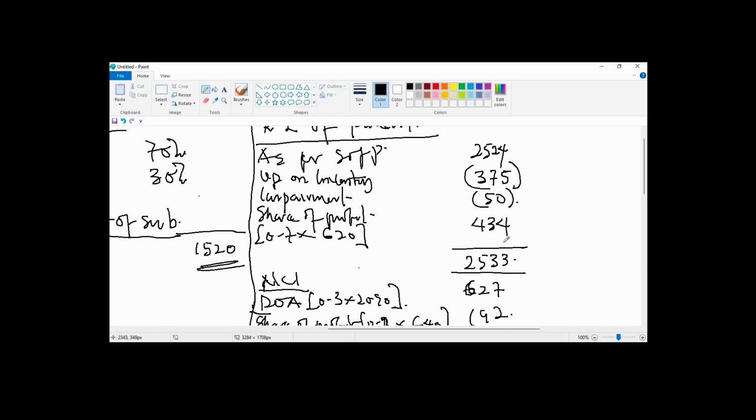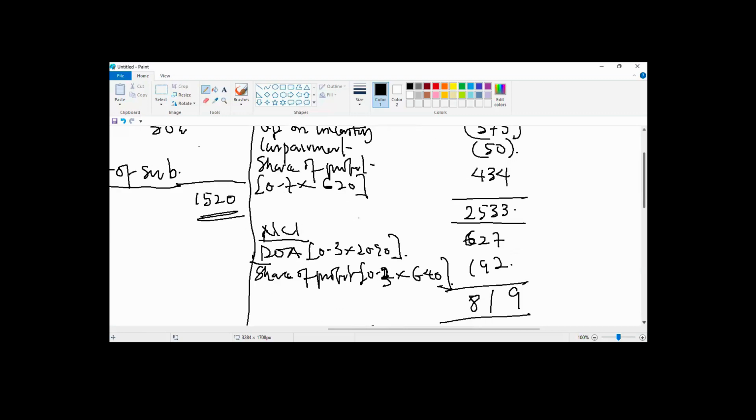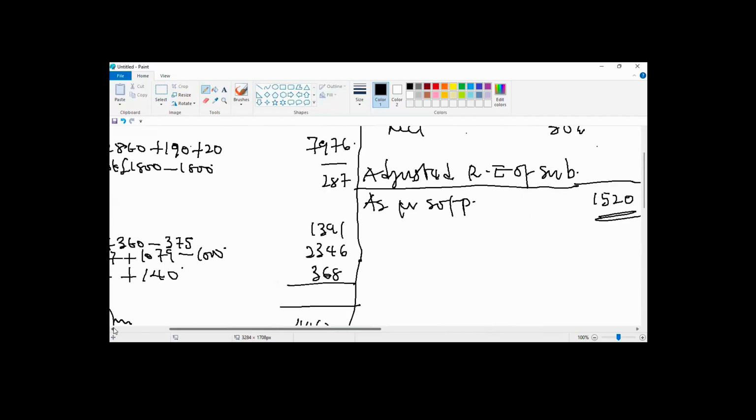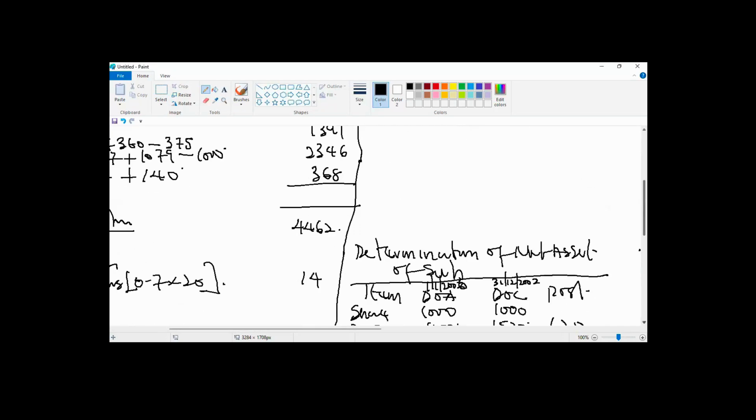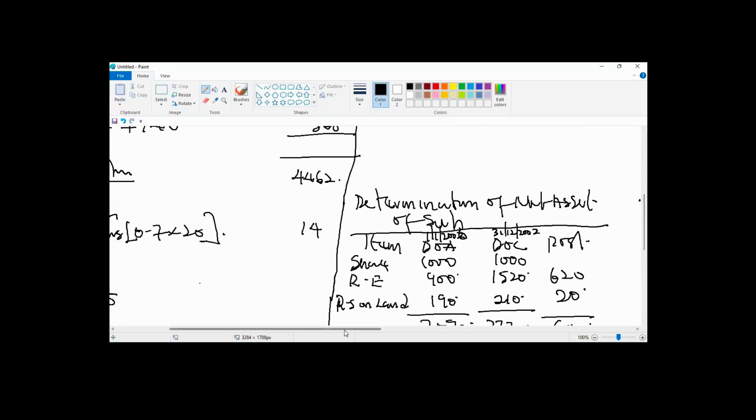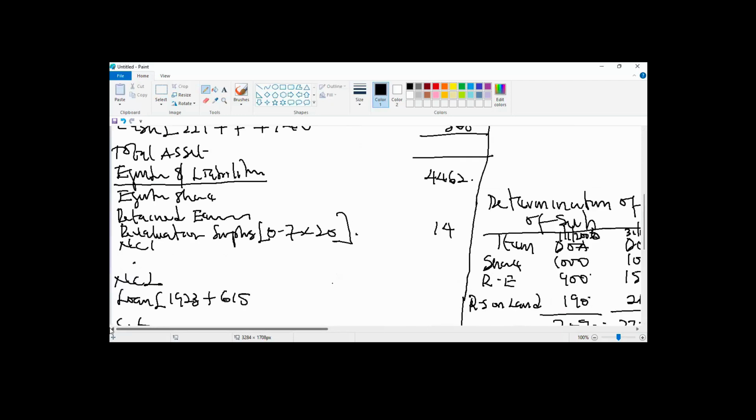That is the end of the question. I've gotten my NCI, 819. I've gotten my retained earnings, 2533. NCI 819. Then no current liability. Loan.